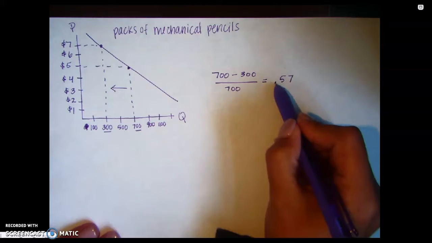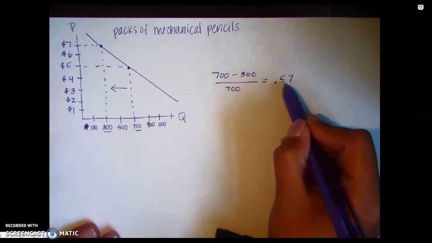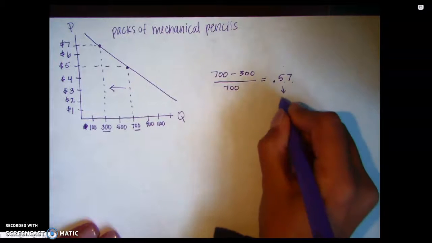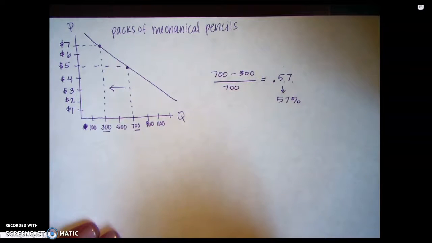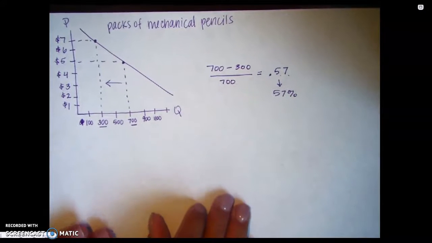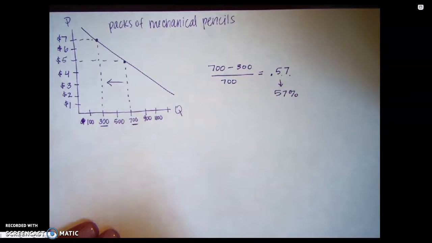Now, before we calculate change in price, we need to convert this to a percentage. And the first way we're going to do that is we are going to move our decimal to the right 2 times, and this now would be 57%. Now we have to do the same thing for price. Percent change in price is calculated in the same way that percent change in demand is calculated.